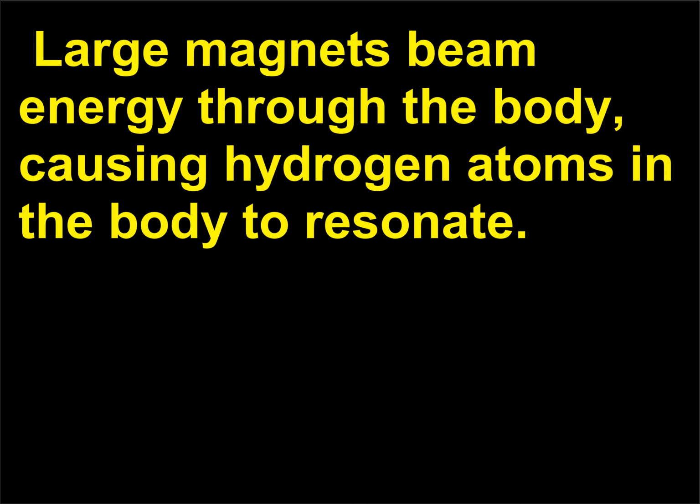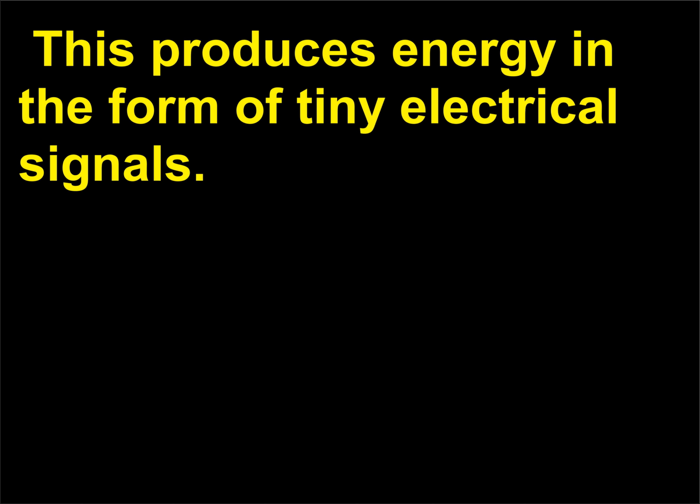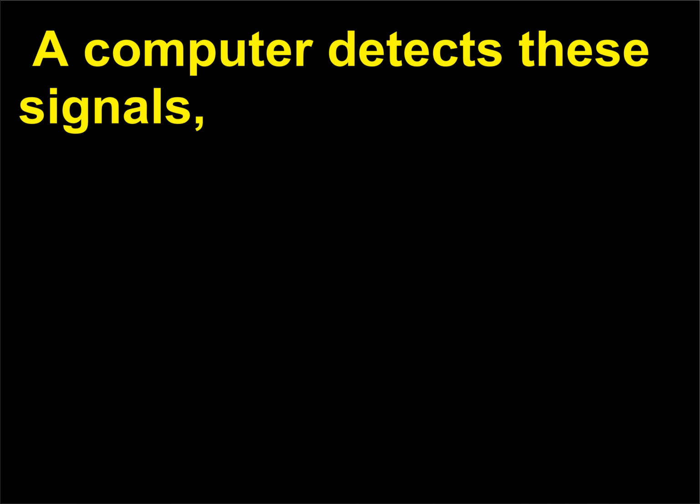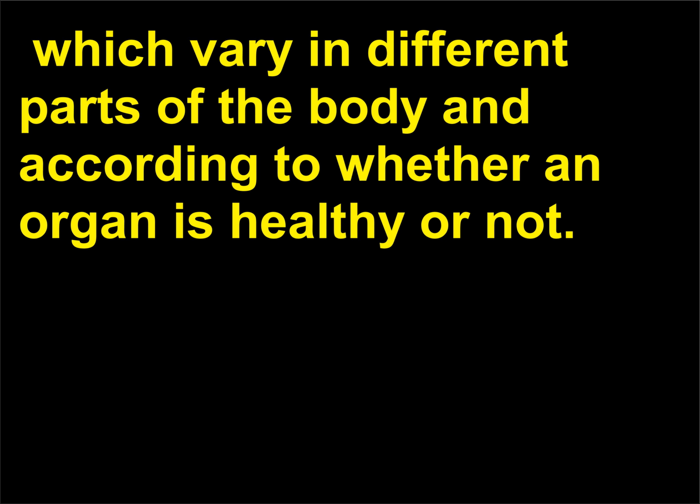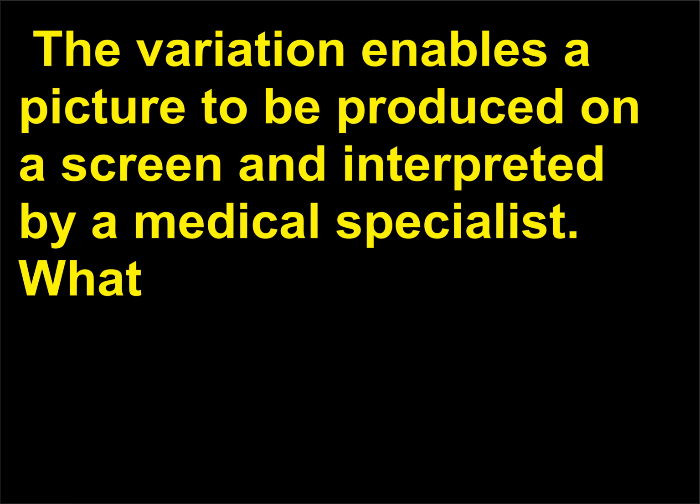Large magnets beam energy through the body, causing hydrogen atoms in the body to resonate. This produces energy in the form of tiny electrical signals. A computer detects these signals, which vary in different parts of the body and according to whether an organ is healthy or not. The variation enables a picture to be produced on a screen and interpreted by a medical specialist.